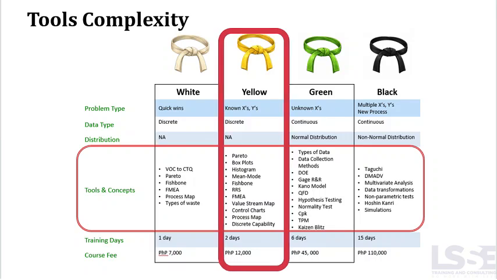Yellow belt. One level higher is the yellow belt. The problems here are slightly more structured. You usually know what the issue is, and you may already have an idea of the possible causes. The task now is to analyze the process a bit deeper and confirm what is really happening.